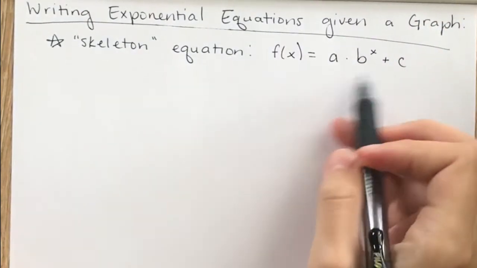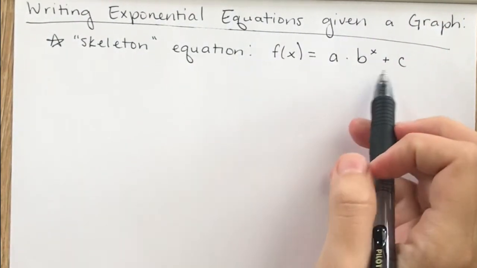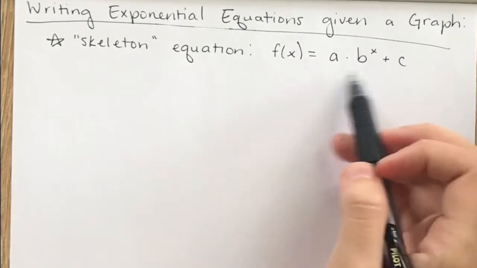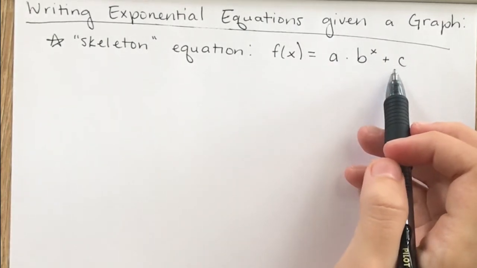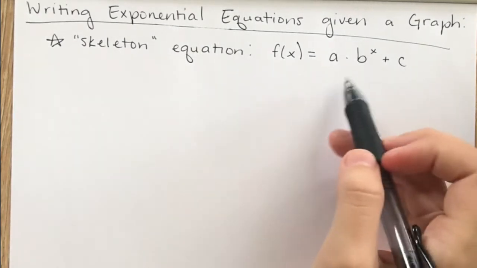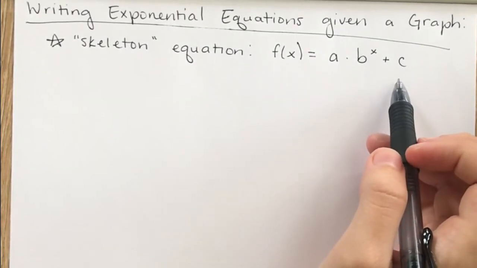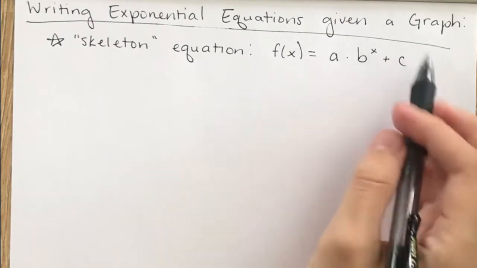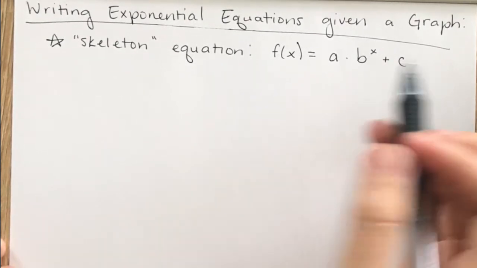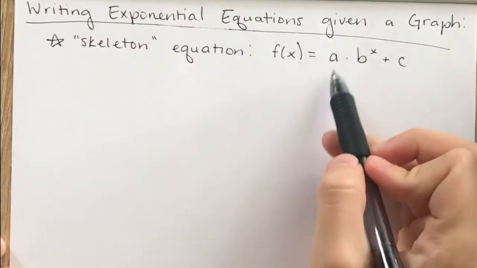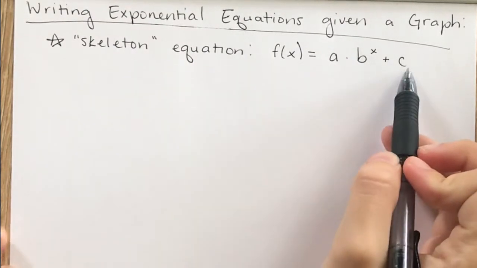So this is our general exponential form that has our normal operations, right? Just multiplication and addition can be written in this form if we switch it up a little bit algebraically. So this is our general form for exponential equations. And it's nice because it's in the order a, b, c.